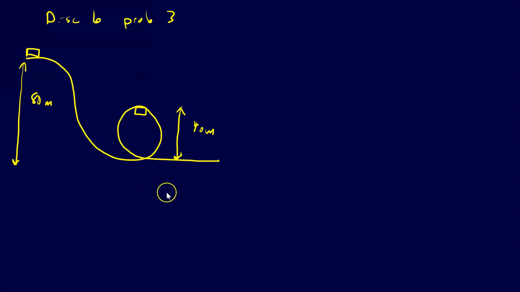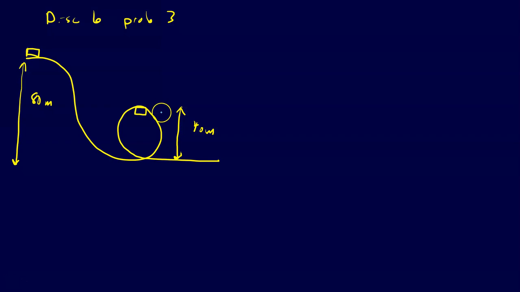All right, so this is discussion week 6, problem 3, and it's a roller coaster. You're told that you start in the roller coaster at rest at 80 meters above the ground. You come through and there's a loop-de-loop that has a radius of 20, so I drew it here as having a total height of 40. And you want to find, so you're imagining that if you were sitting on a scale in this roller coaster, what would that scale read when you're at the top of the loop-de-loop?